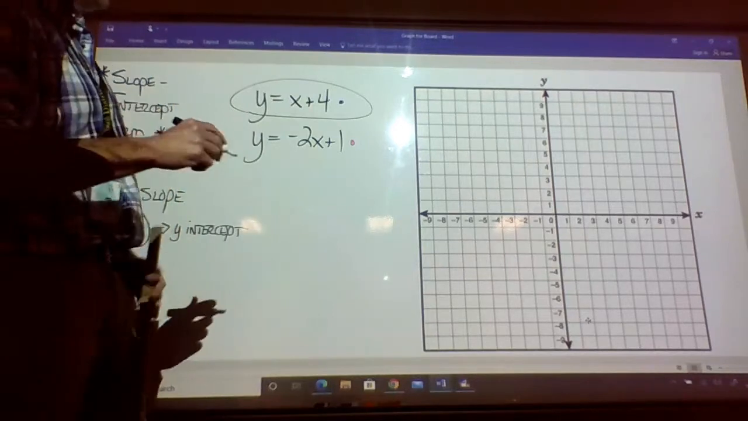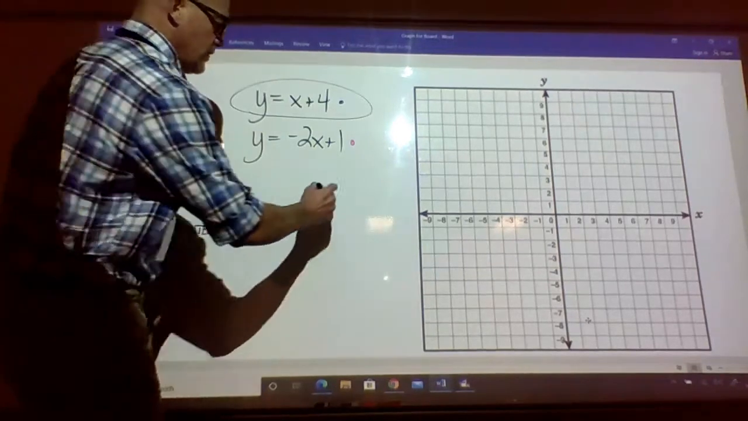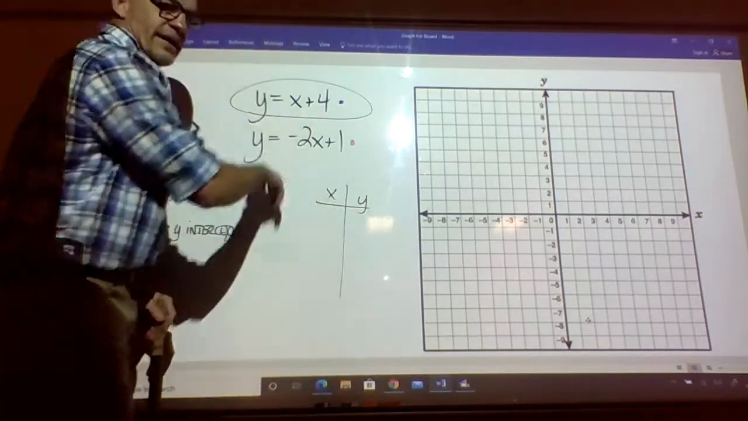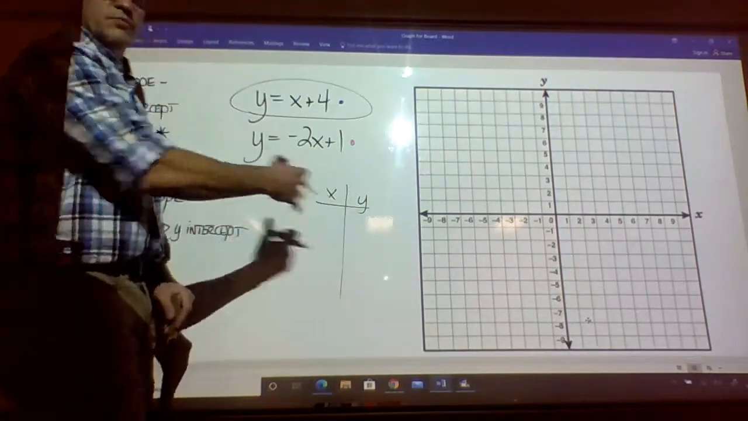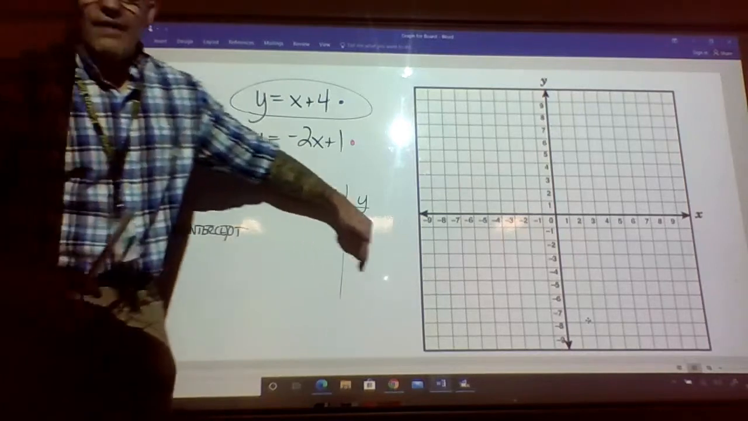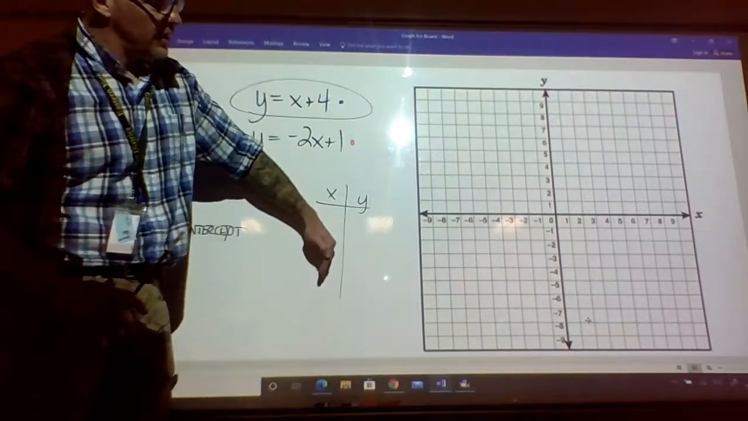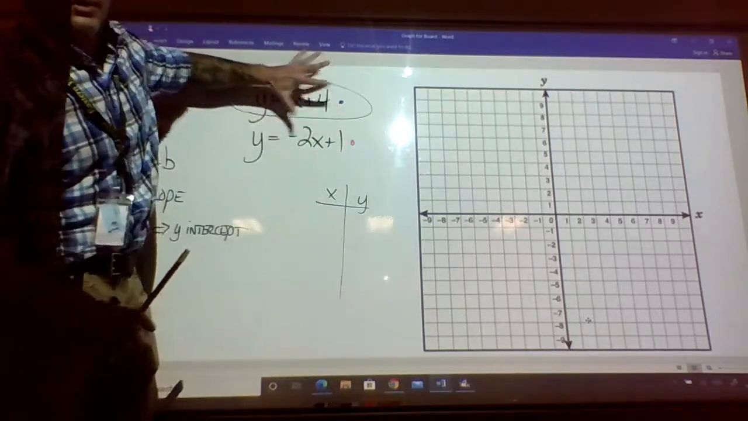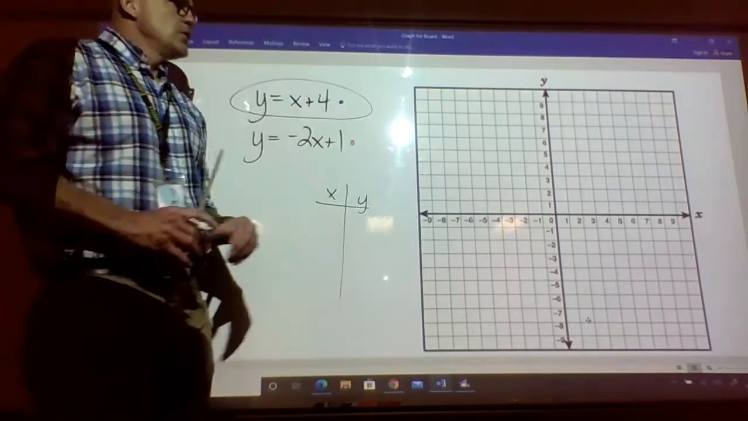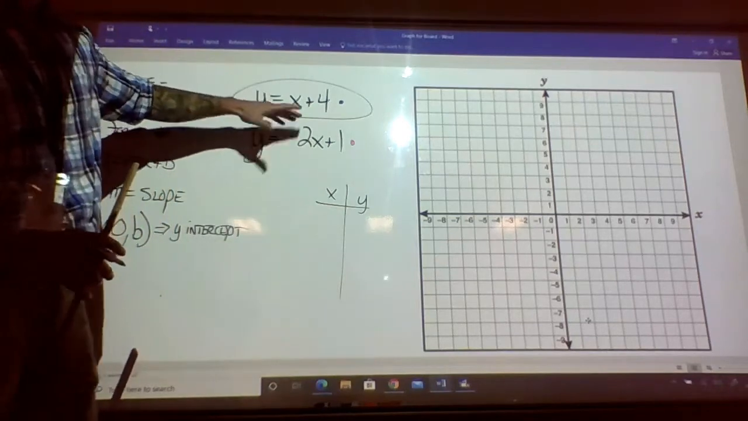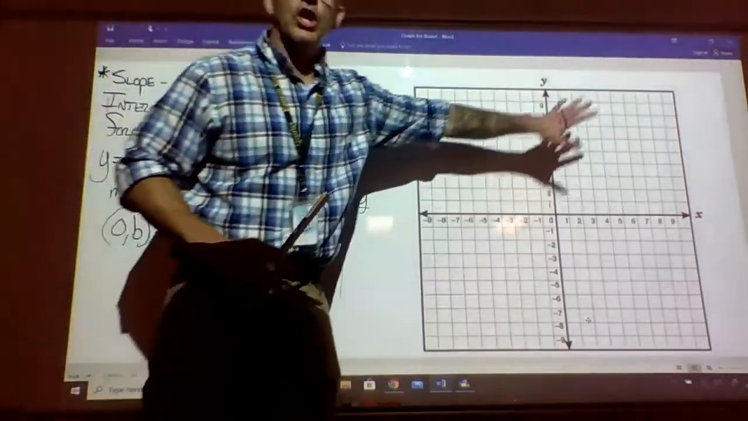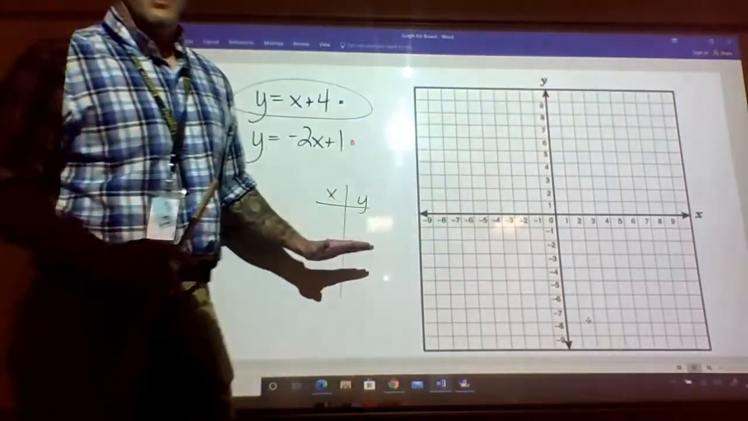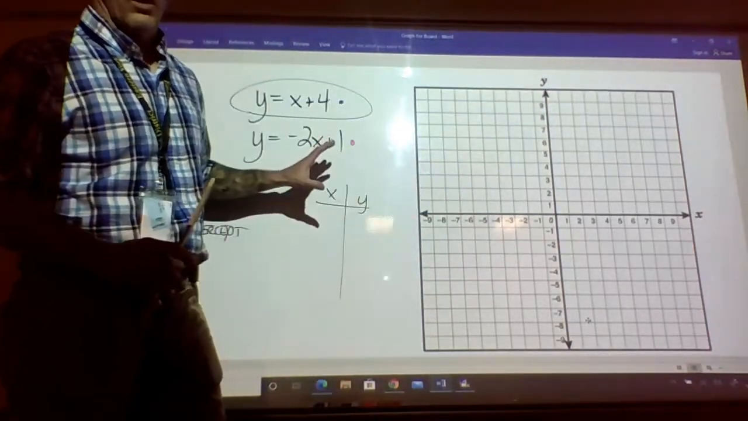What that means is, and I'm sure you've done those XY charts where you've made a little T chart like this, and you've plugged in X values and generated Y values. We can do that forever. We can come up with an infinite amount of combinations of X and Y's that make this work, make it true. So when we graph those, we're actually making a picture showing all those solutions that make this work, okay?